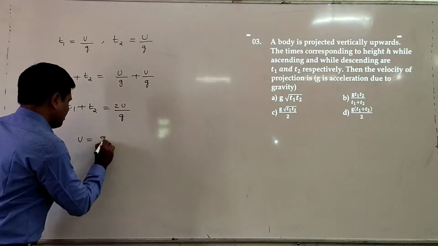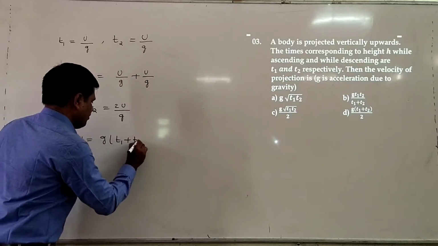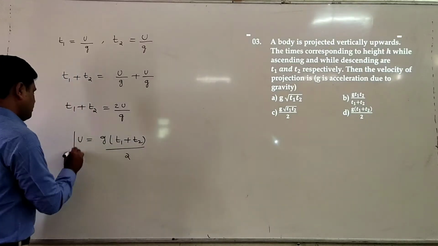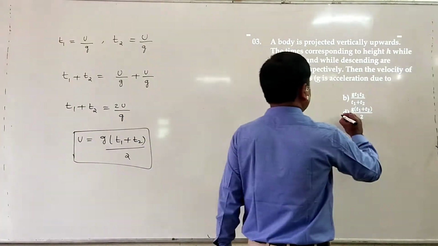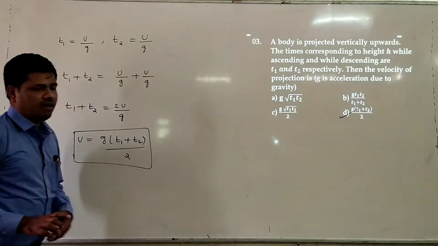So u is equal to g into t1 plus t2 by 2. Now which option is correct here? D option is correct here.